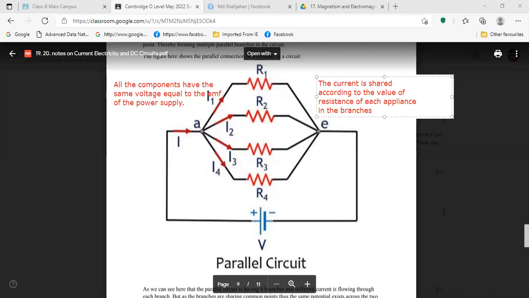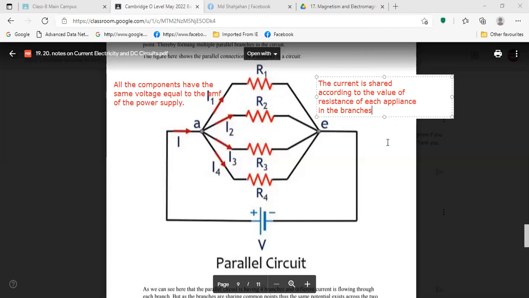Okay, so here we have branches I1, I2, I3, I4. These are the currents shared among all the components, right? And it depends on the resistance. If one of the branches has components with high resistance, then there will be low current flow, right? Isn't it? Yes.